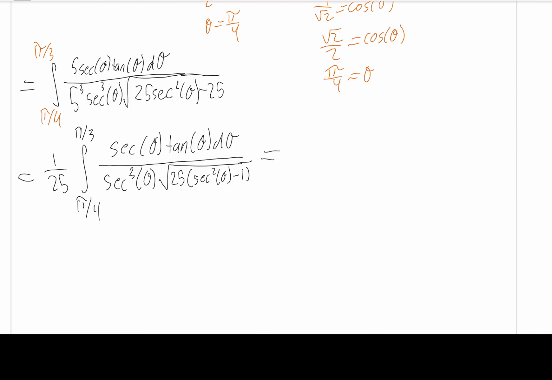Okay, so the square root of 25 is 5, so I can pull that out. So this becomes 1 over 125 times the integral. I notice on the bottom we have a secant over secant cubed, so that's 1 over secant squared. So I should have tangent theta d theta over secant squared theta times, so we've pulled that 25 out, secant squared theta minus 1, that's tangent squared theta. If we take the square root of that, we'll end up with just tan theta.